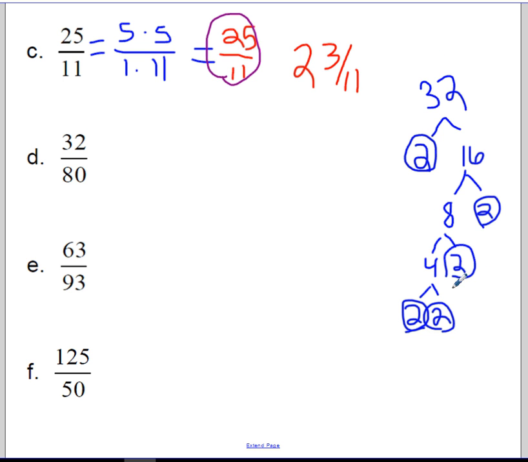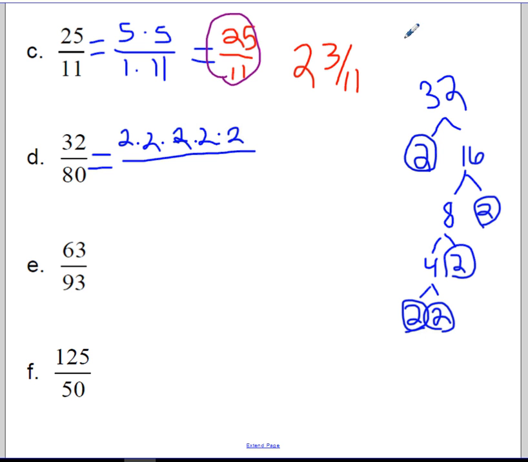There's 1, 2, 3, 4, 5. So again, I don't want to write it as 2 to the 5th power because I'm going to be able to cancel a 1-to-1 ratio between the top and the bottom. Oh, it's getting messy. That looks kind of like a fancy 1. There we go. And 80 can be broken down as well.